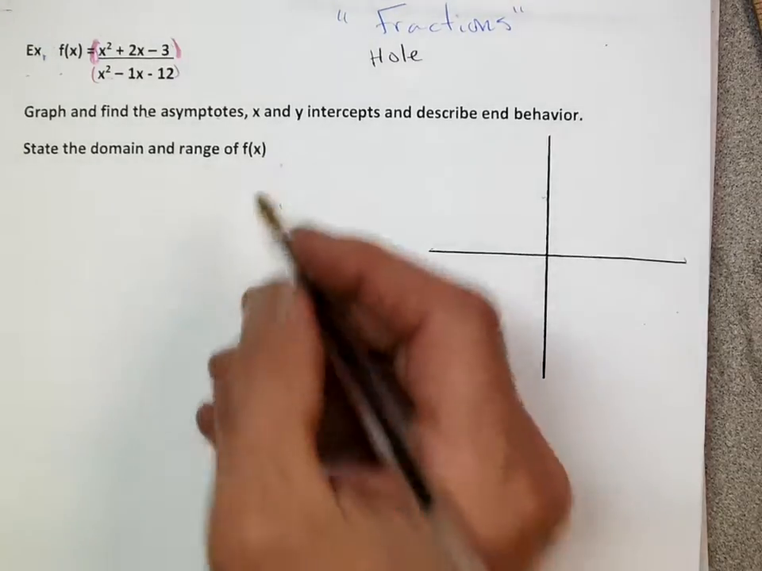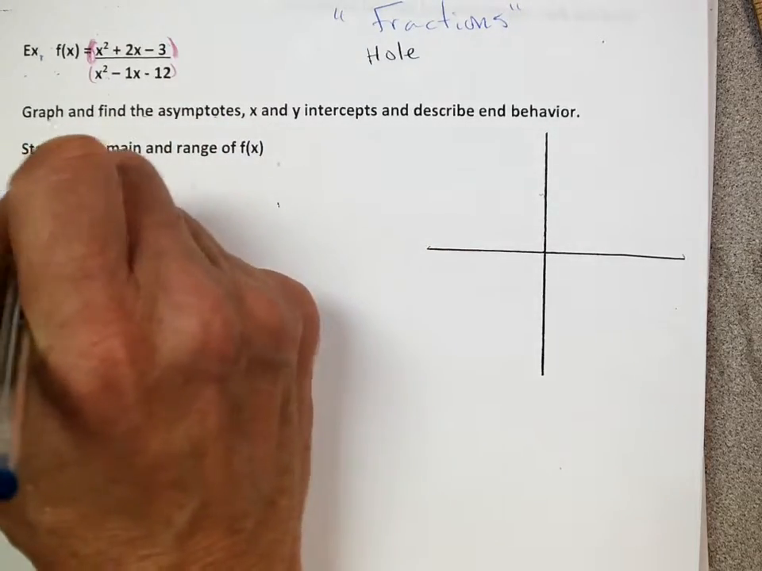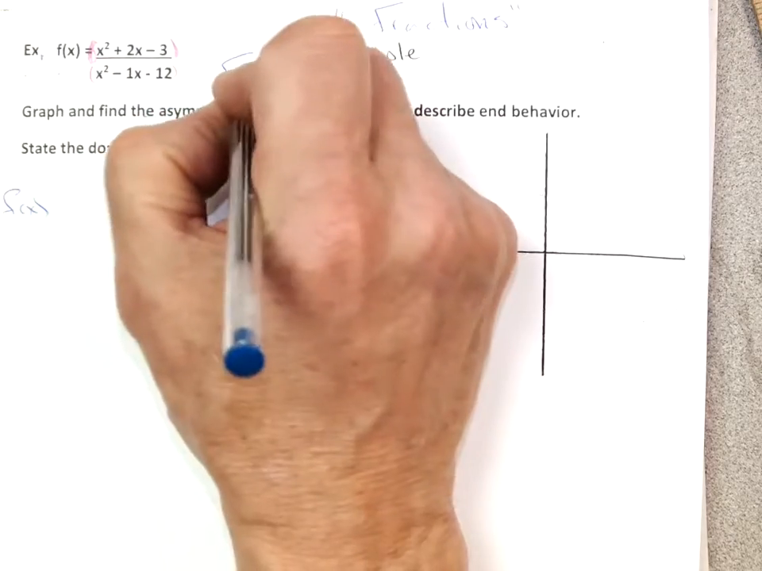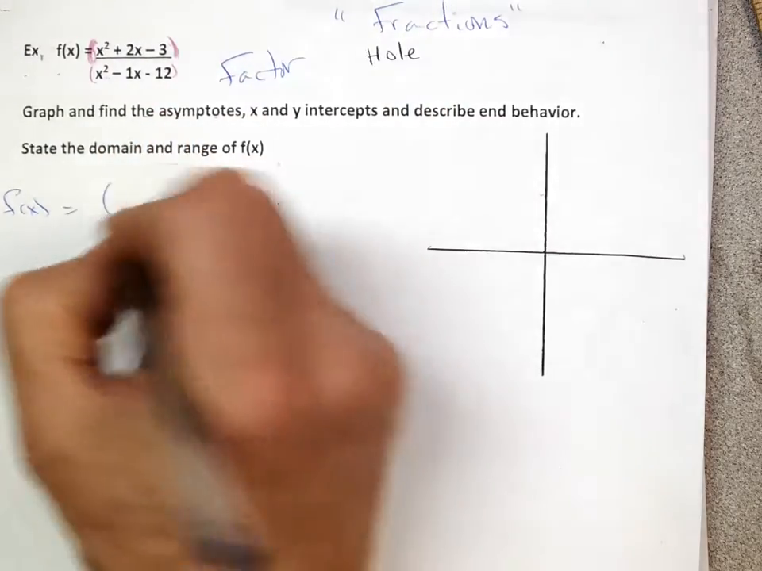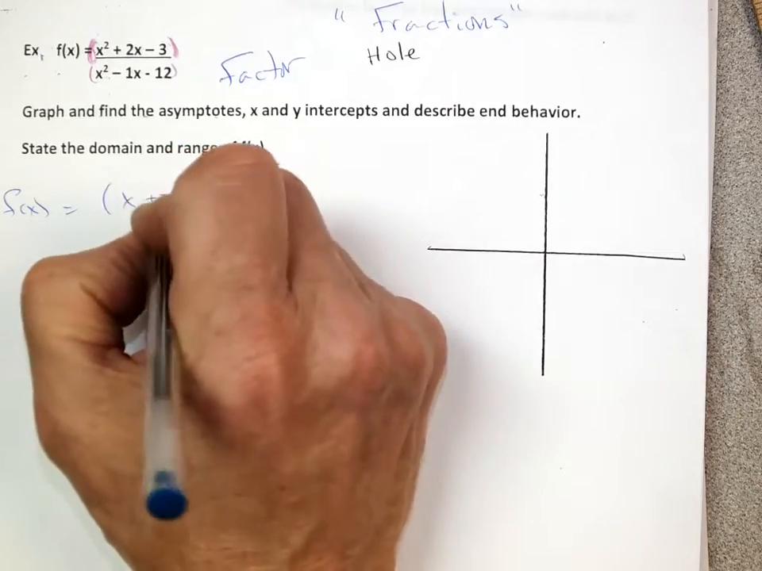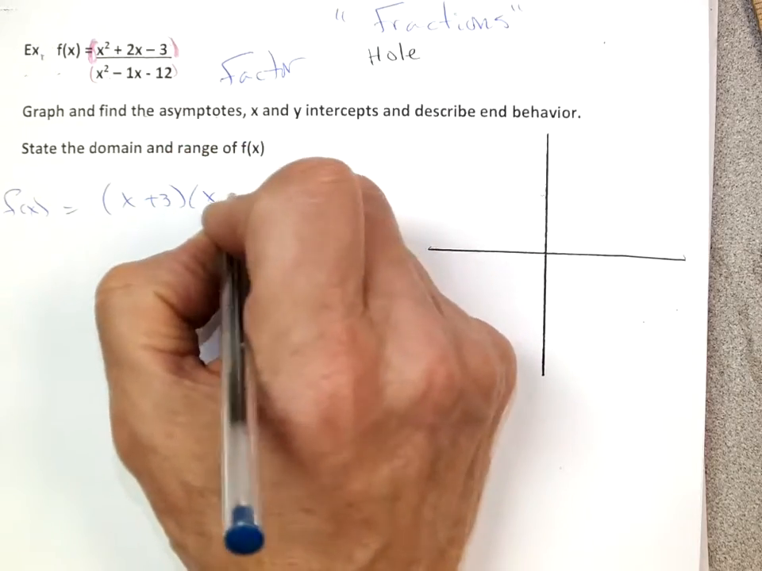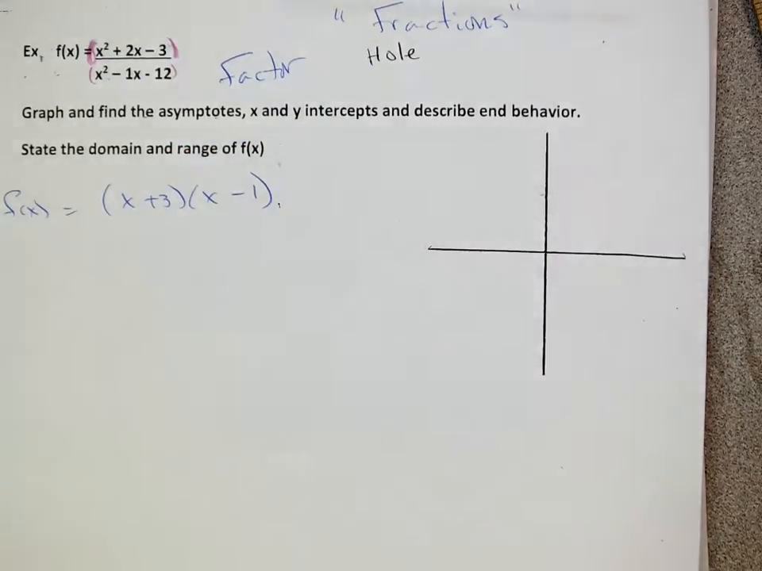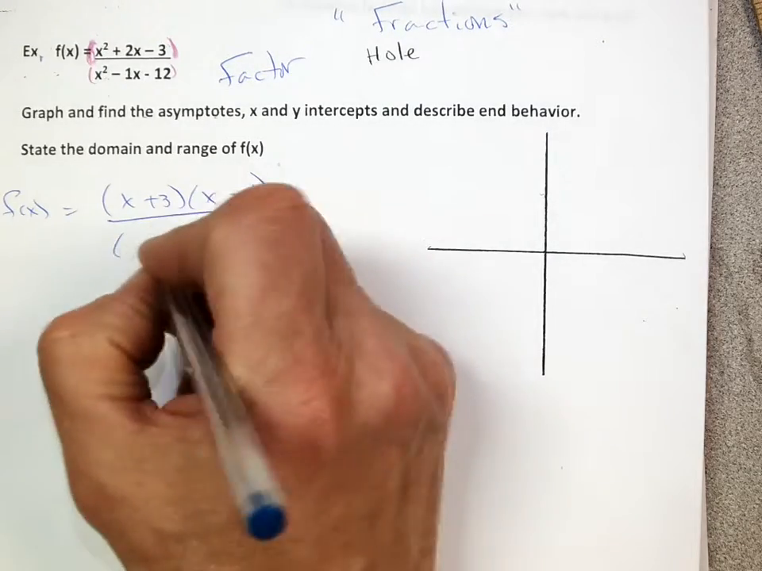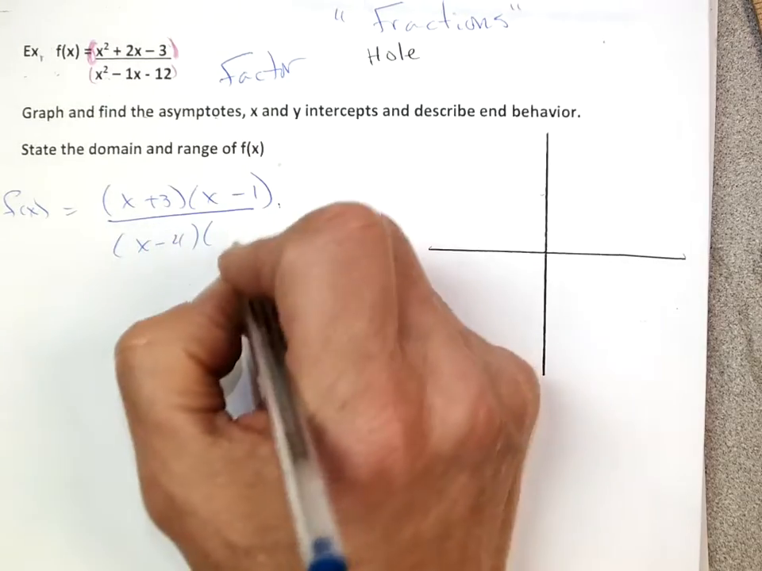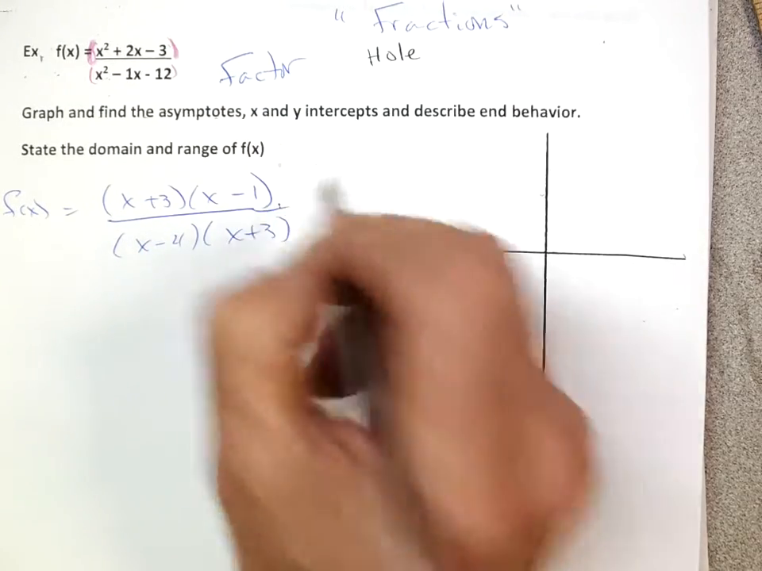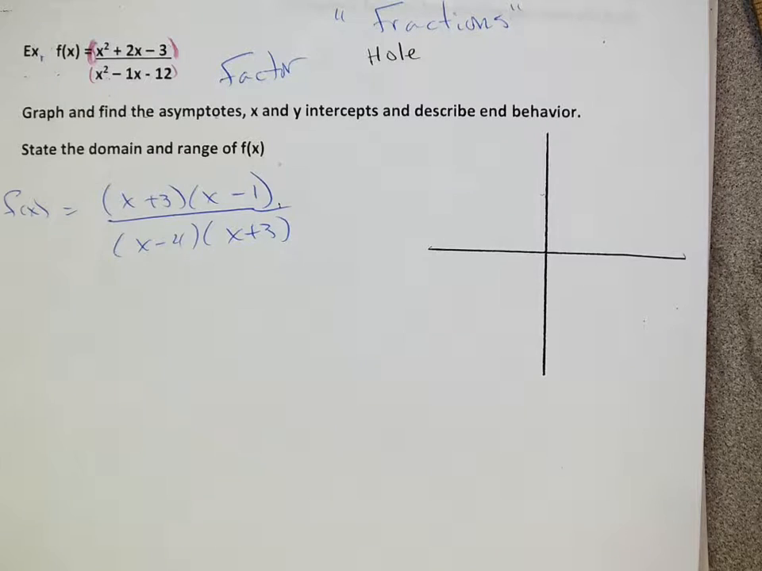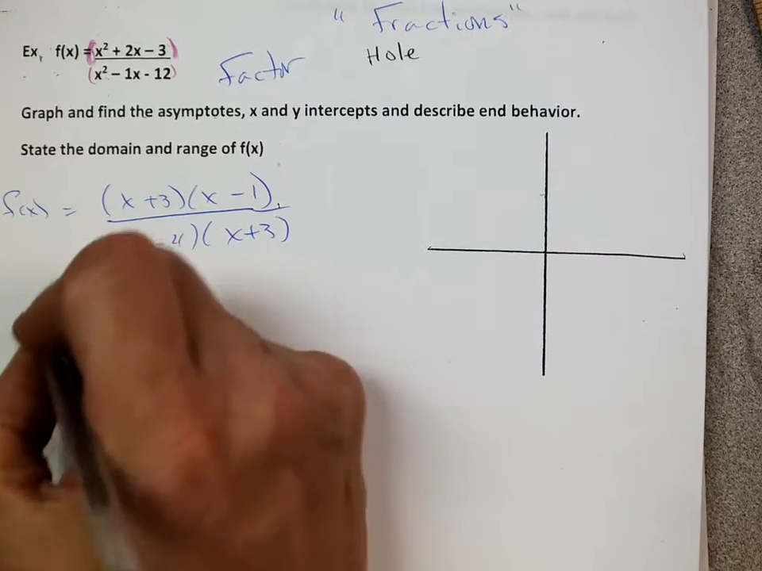So before I do anything, let's factor. Let's take f of x and let's factor, okay? So I'm going to have an x plus 3 over an x minus 1 for the numerator. And for the denominator, I'm going to have an x minus 4 and an x plus 3, okay? Now, right off the bat, the first thing we need to consider is problem spots. So problem spots have to do with dividing by 0.